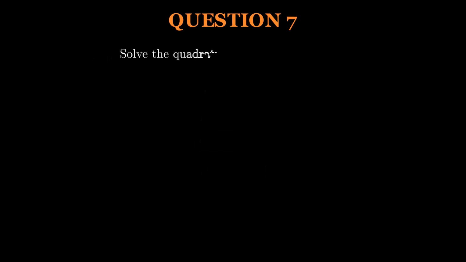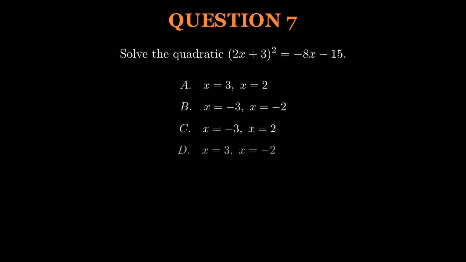Now let's solve question 7. We need to solve the quadratic equation. The square of 2x plus 3 equals negative 8x minus 15. The options are A, x equals 3 and x equals 2. B, x equals negative 3 and x equals negative 2. C, x equals negative 3 and x equals 2. D, x equals 3 and x equals negative 2.